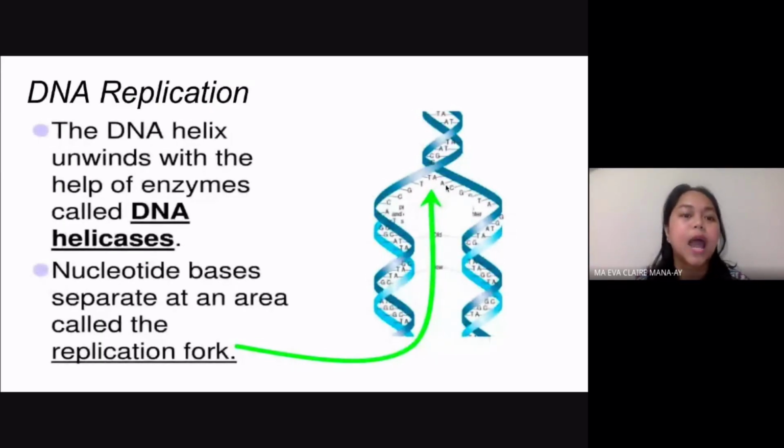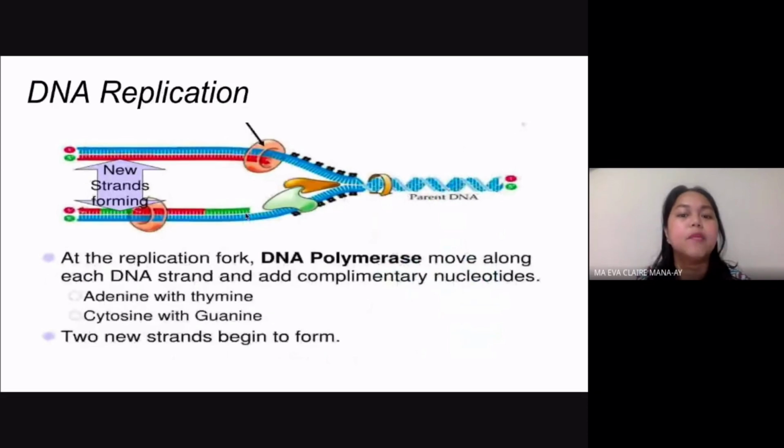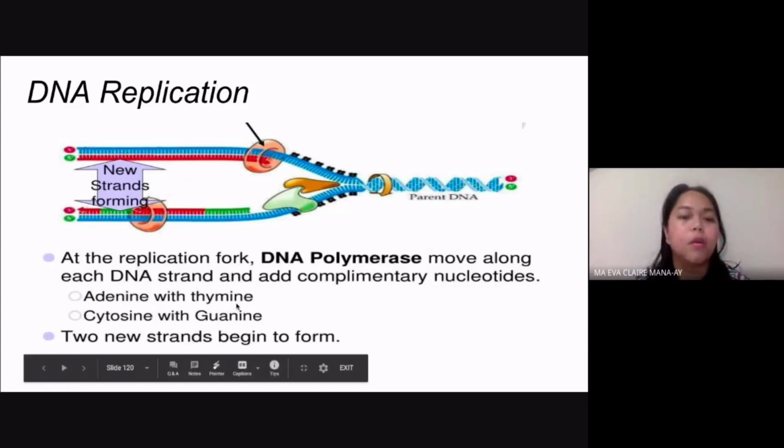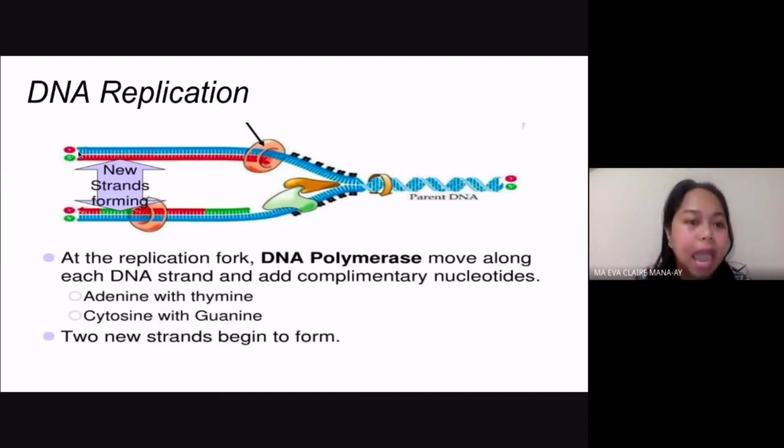Now, after this, DNA polymerase, another type of enzyme, moves along each DNA strand and adds complementary nucleotides. Remember, adenine always pairs up with thymine, and cytosine always pairs up with guanine. So whenever your DNA polymerase sees an adenine, it is going to pair that with a T, thymine. If it sees a C, cytosine, it is going to pair that with a G, guanine. A and T are always together, C and G are always together.